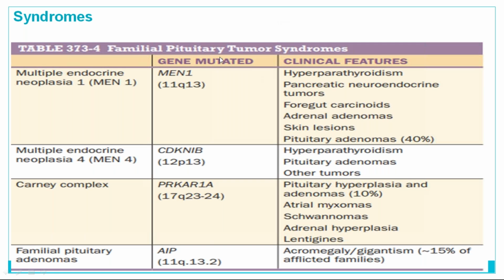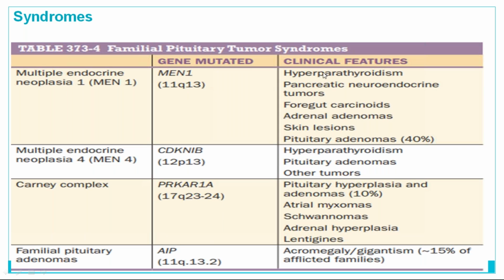Okay. These are some of the syndromes associated with pituitary tumors. Already you might have read MEN1. What is MEN1? It is multiple endocrine neoplasia 1. It is due to the MEN1 gene. Menin gene is involved, which is on chromosome 11.